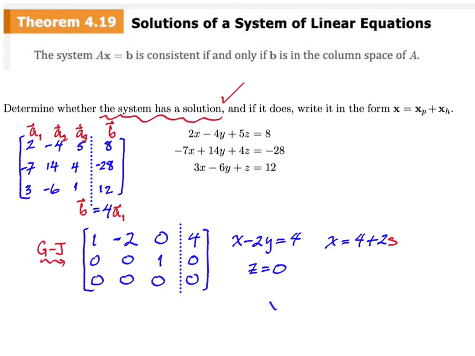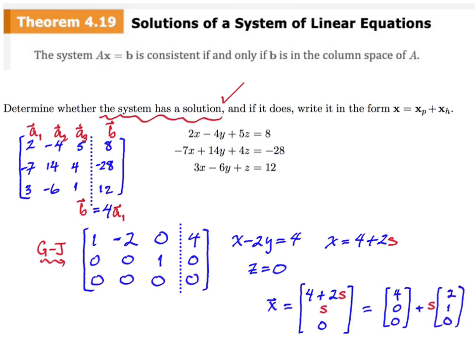Now we can write down the solution to the non-homogeneous system. It has to be 4 plus 2s in the first component, the second component has to be s, and the last one has to be 0. Breaking this up, we get the vector 4, 0, 0 plus s times the vector 2, 1, 0. So this is our particular solution, and the vector 2, 1, 0 is the solution to the homogeneous system.